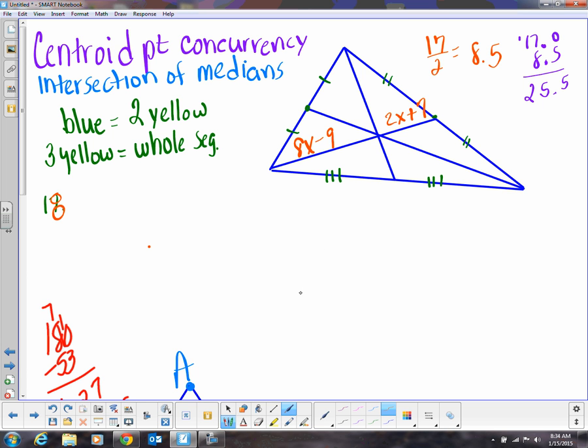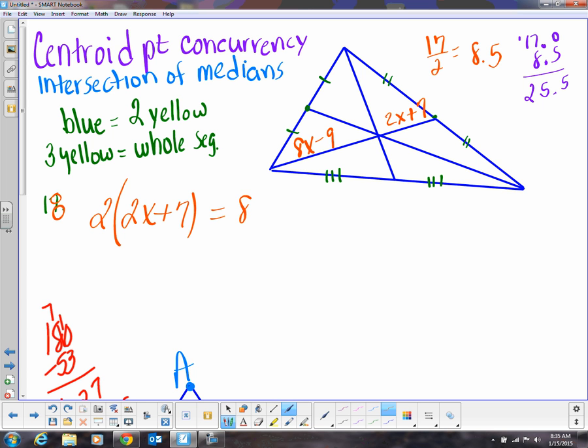Lizzie, what's the relationship between those two segments? Do sides or do segments ever equal 180? No. Okay, give her a minute to think. What's the yellow? The yellow is the 8x minus 9. No, I need 2x plus 7. Yes. That's what I meant. But if you times that by 3, what do you set it equal to? The whole segment. Trevor? Alright, so you do 2 times x. 2 times what? 2x plus 7 equals 8x minus 9.